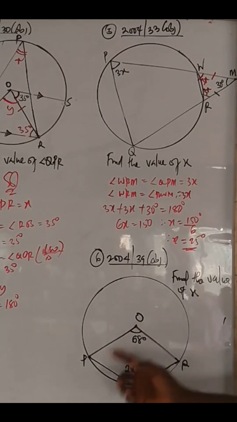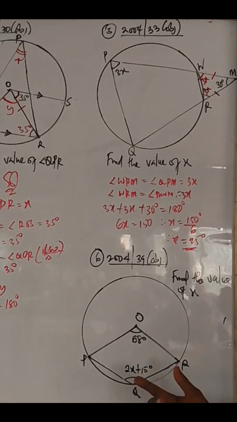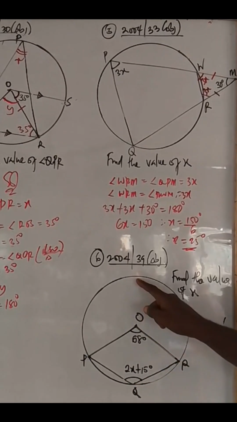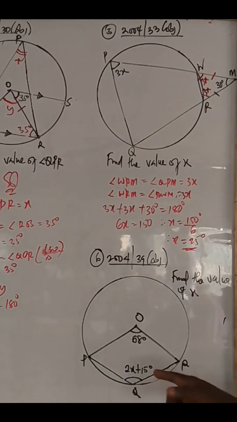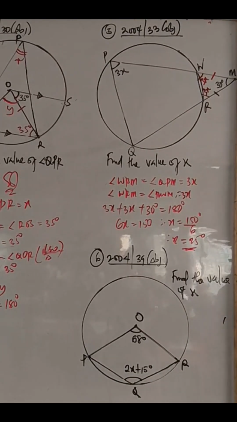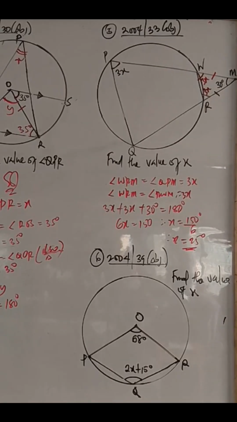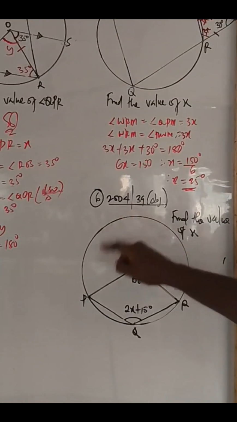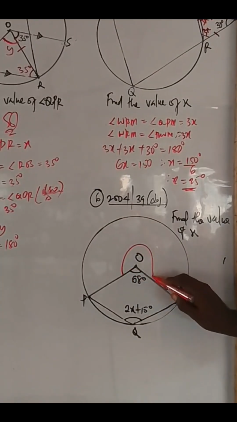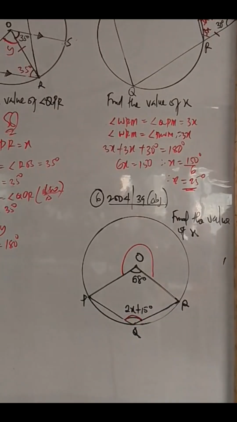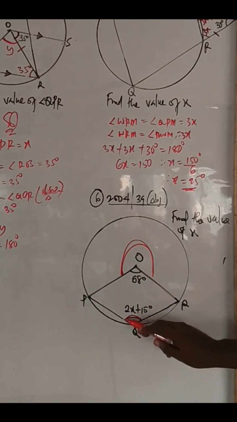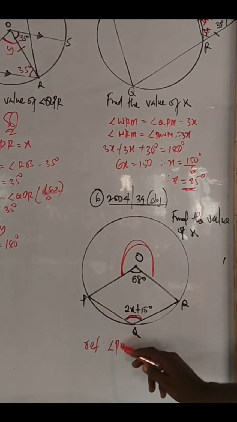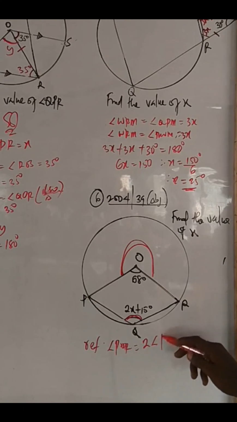Now for question 6, 2004, number 39, still OBJ. When you look at this, some people think this is a cyclic quadrilateral, but it is not. Why? Because this O is not touching any part of the circumference. This is actually theorem 2: angle at the center is twice the one at the circumference. But this time around, we are considering the major arc PR. Meaning this angle here is twice this angle. So reflex POR equals twice angle PQR.